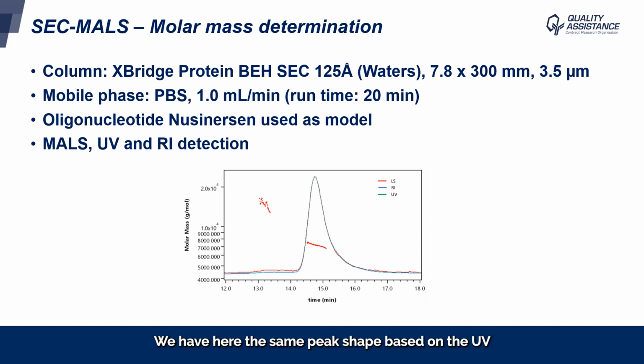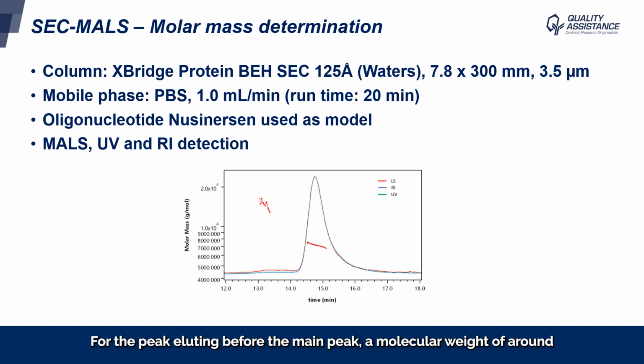We have here the same peak shape based on the UV signal as what was presented just before. And the additional information on this graph is the light scattering signal. And we expect for this sample a molecular weight of roughly 7,000 Dalton, and this is what we see here with the light scattering signal.